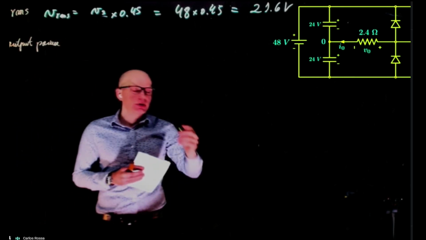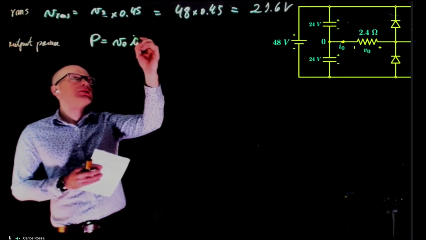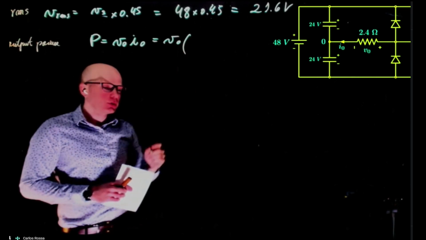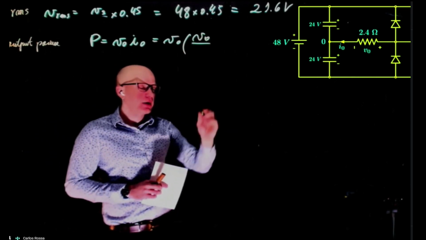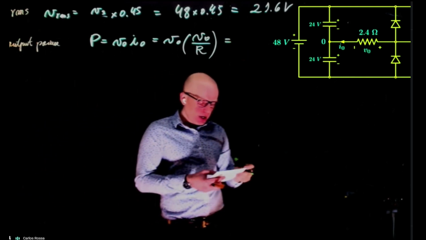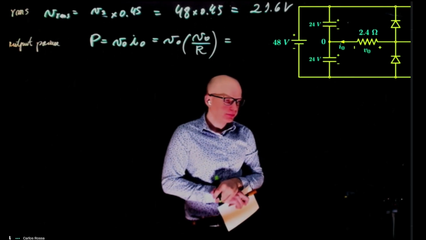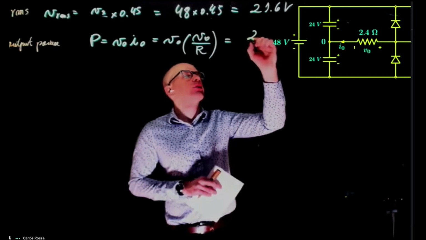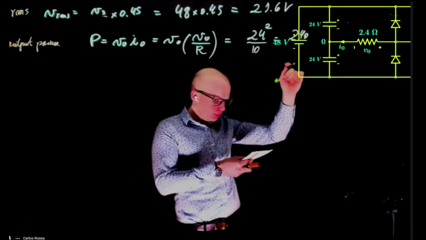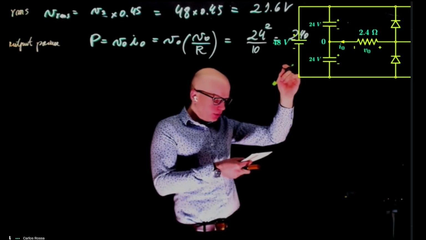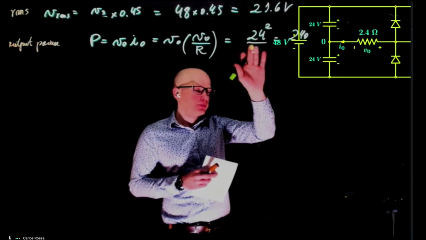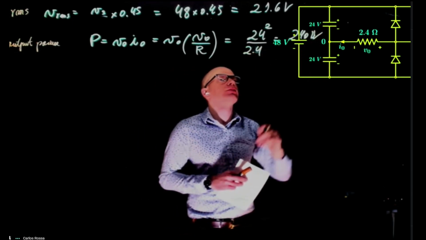The second one is the output power. What is the output power of our system? It's simply the load voltage times the load current. The load current is the load voltage divided by the load itself, R. So this is V squared over R. What is V, 48 or 24? 24. So 24 squared divided by 2.4, and this is 240 watts.